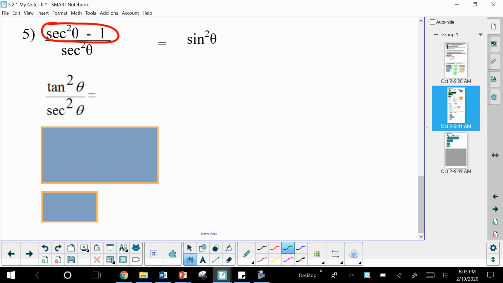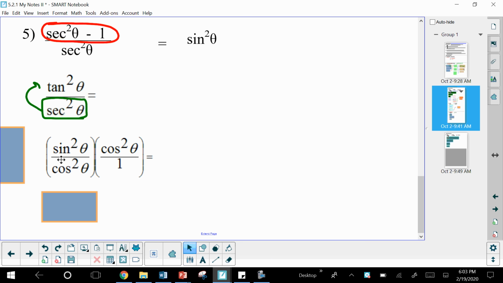And then the secant squared theta, I don't need to actually use the reciprocal rule twice on this problem. I can just use it once. This is already in the denominator, so I can kick it up using the reciprocal rule. And when I do that, it looks like this. So sine squared theta over cosine squared theta, that's where the tan squared theta came from. And then I used the reciprocal rule for secant squared theta, that turned into cosine squared theta. I just wrote it over 1 for visual awareness, nothing else.